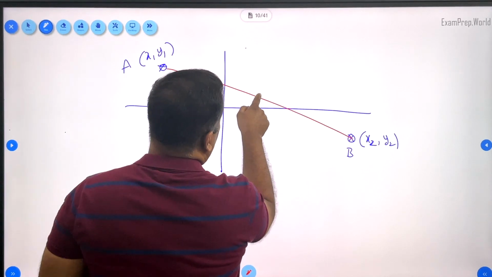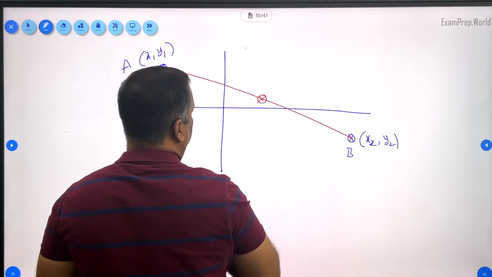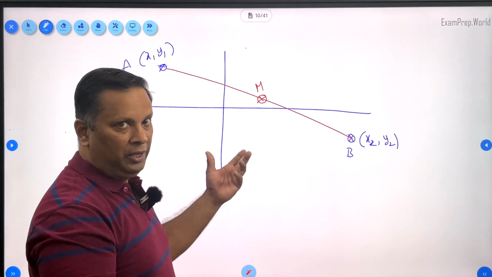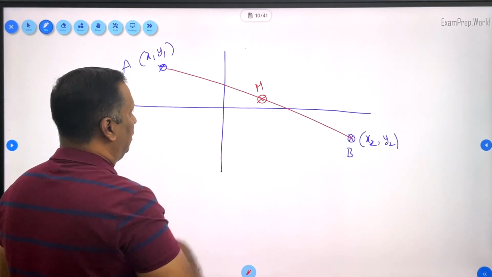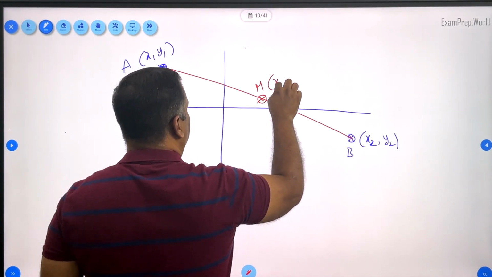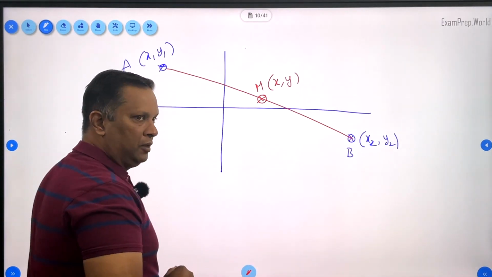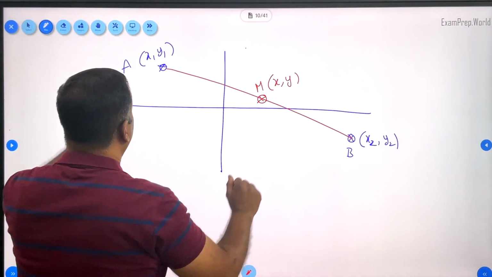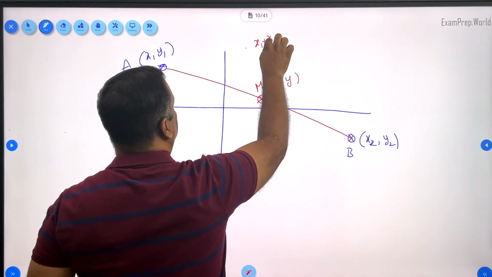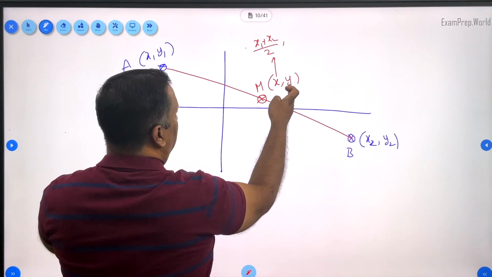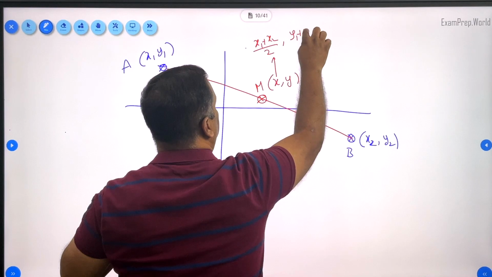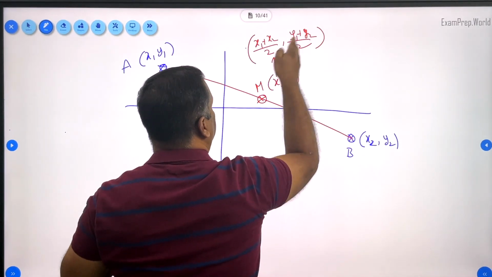How to find? Visually it is appearing here. I will say that it is M. M for midpoint. It can be anything. I just kept as M. Now how to find the coordinates of this? You want to find the address of this point, so let it be x comma y, right? Now this x, because it is midpoint, will be x1 plus x2 divided by 2, and similarly y is y1 plus y2 divided by 2, and that's your midpoint formula.